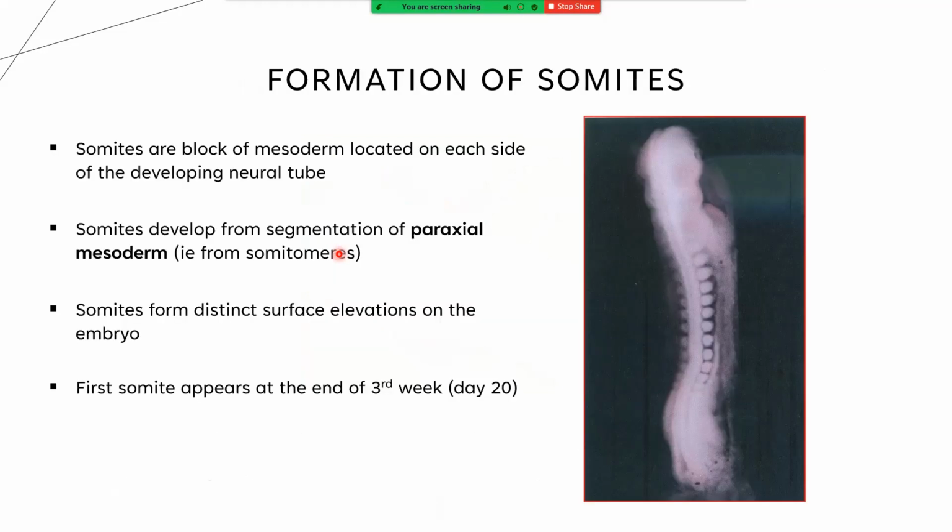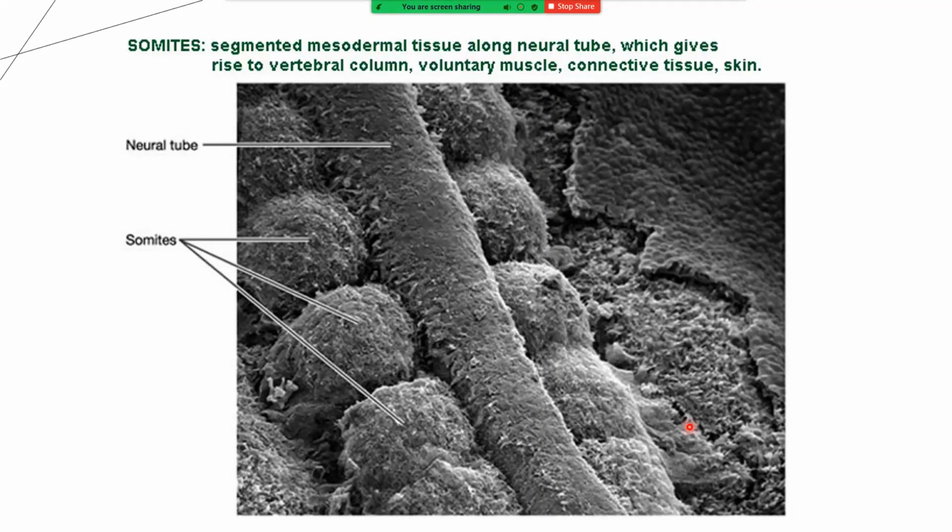And formation of somites. These are all the somites. Somites are blocks of mesoderm located on each side of the developing neural tube. Somites develop from segmentation of paraxial mesoderm. Somites form distinct surface elevations on the embryo. The first somite appears at the end of the 3rd week, which is at day 20. Okay, this is the neural tube, and this is a somite. Paraxial mesoderm.